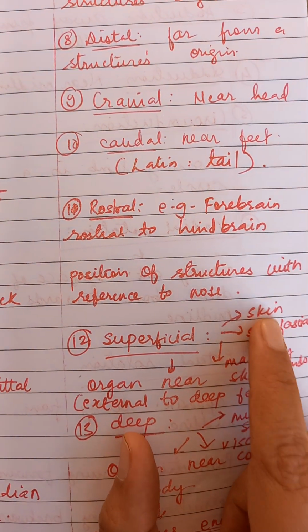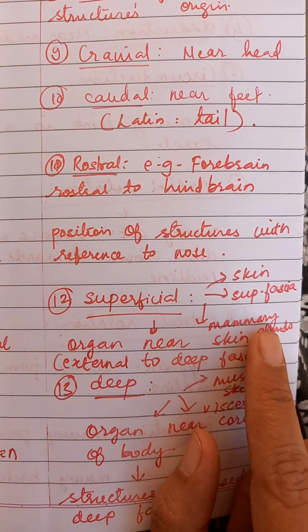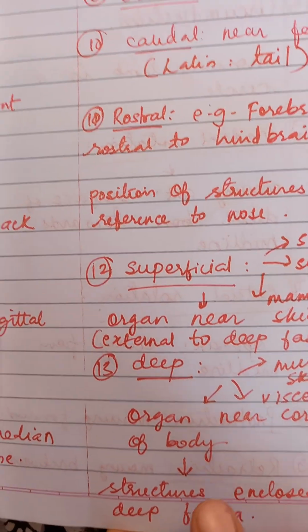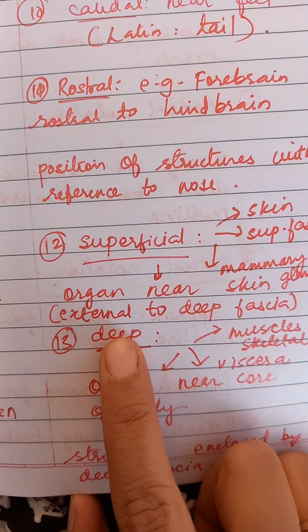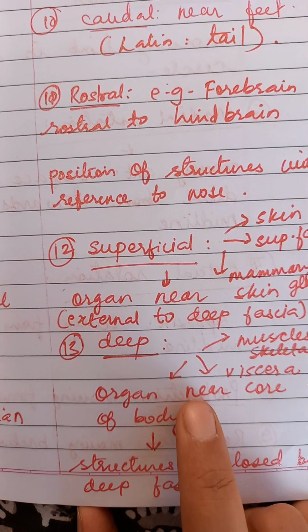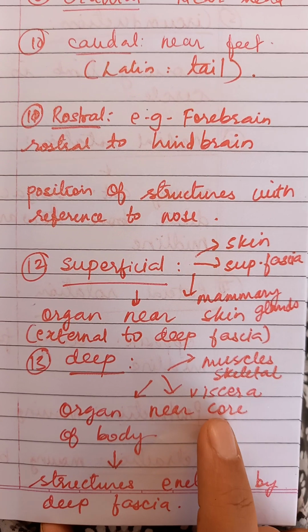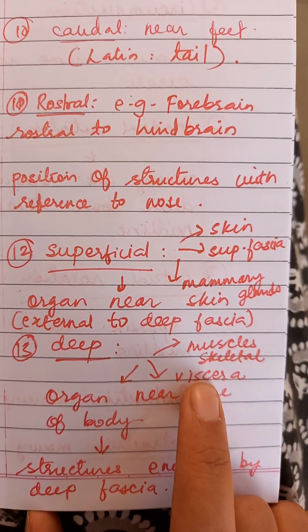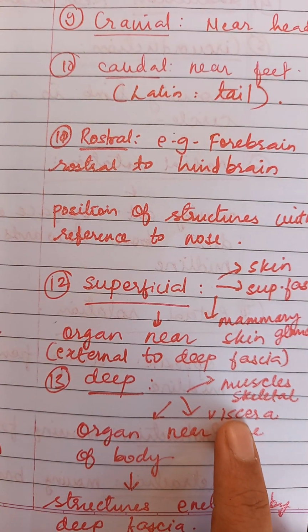What are those? Skin, superficial fascia, and the mammary glands or the breast. These are the superficial structures in our body. What are the deep structures? The structures below the deep fascia, those are the skeletal muscles. The viscera. What do you understand by viscera? The abdominal organs. Those are called viscera.